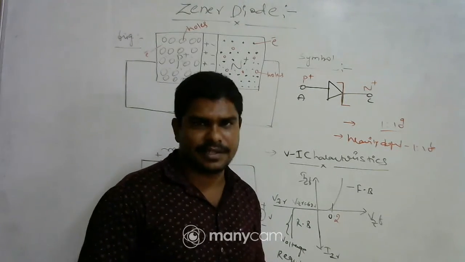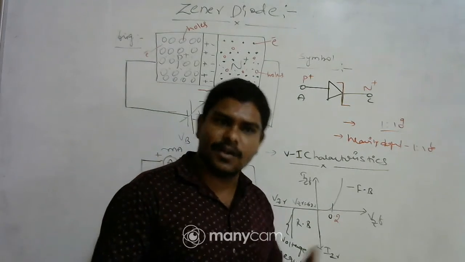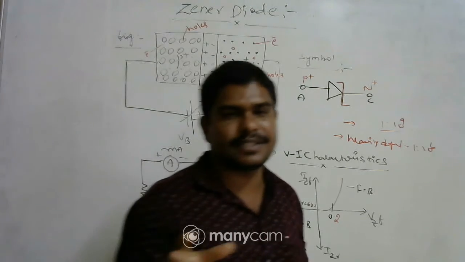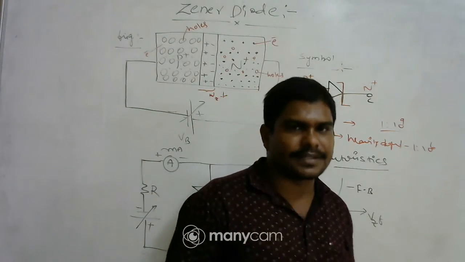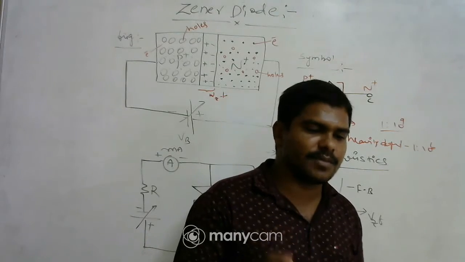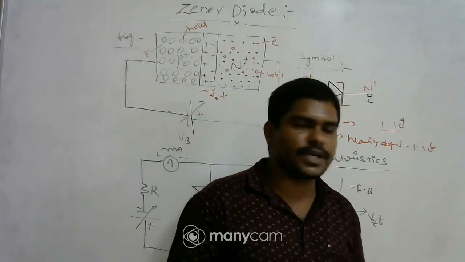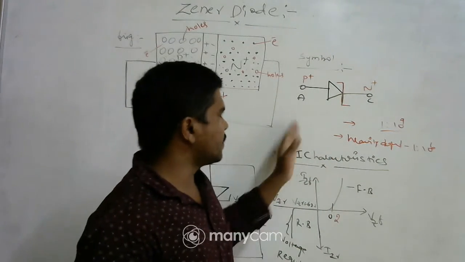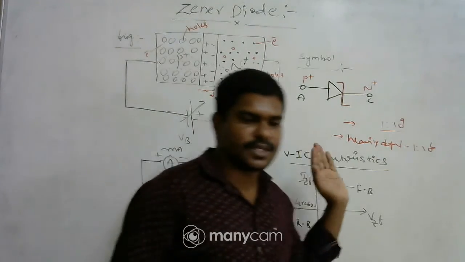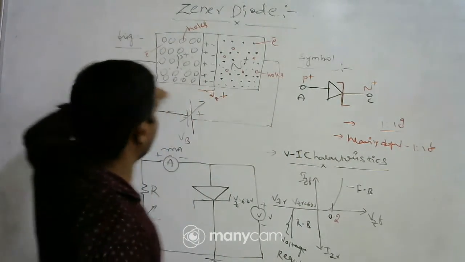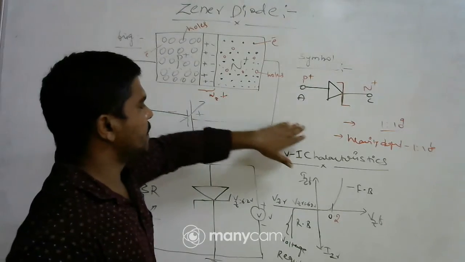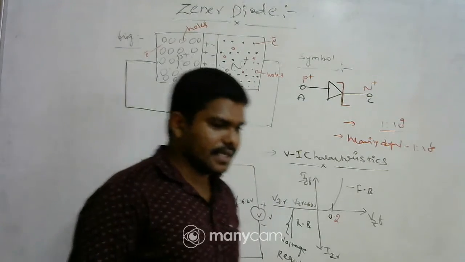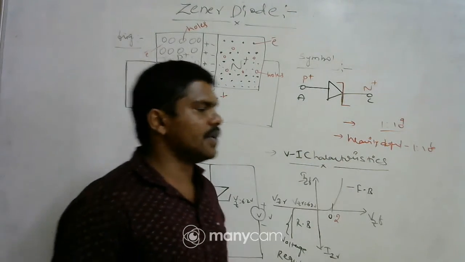Voltage regulator means that if the bias voltage or input source voltage is very high, the diode maintains a constant voltage while the current increases. That protects the device, so we can use this Zener diode at the load. So the Zener diode is a heavily doped diode, its doping concentration is 1 to 10 power of 6, and its application is as a voltage regulator.